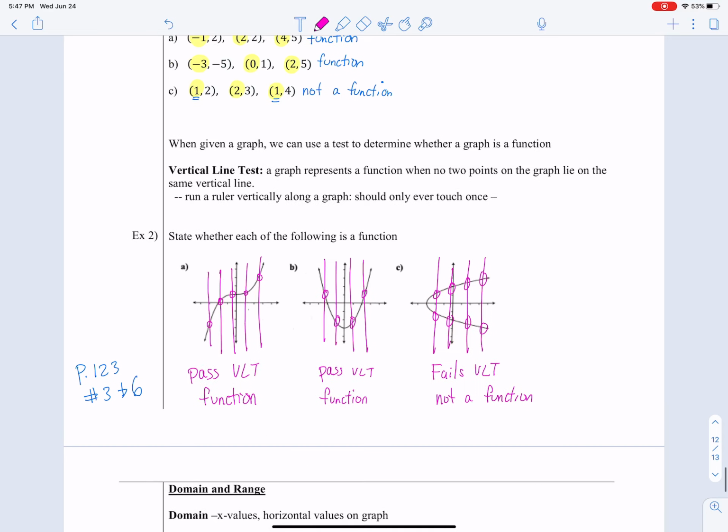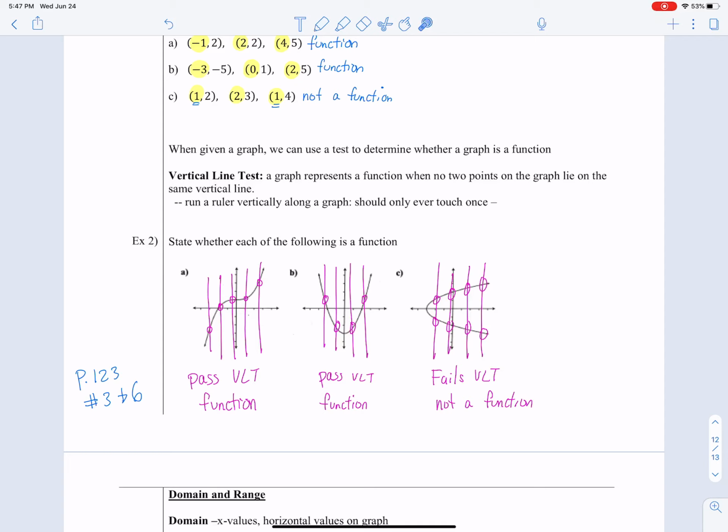Okay, not a function. So now you can go to page 123 and 124, and you can do number 3, which is similar to this, and number 6, which is similar to this, and figure out if theirs are functions. And then when you finish that, come back and we'll do part 2.